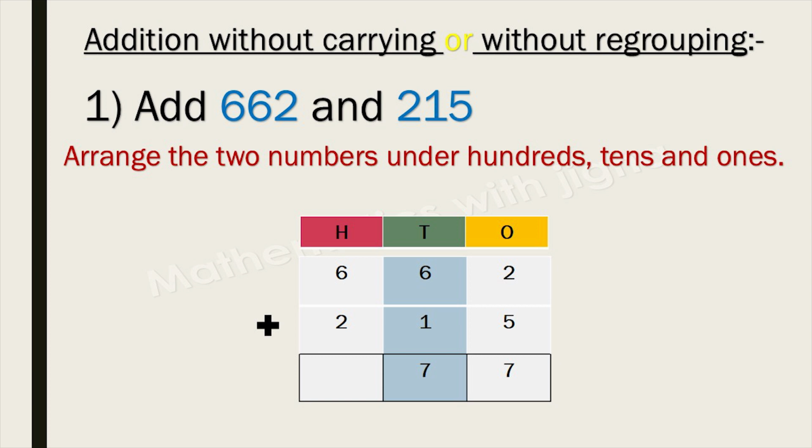And finally add the hundreds column digits 6 and 2 is equal to 8, which we write in the hundreds column. Hence we get the number 877. We say that the sum of 662 and 215 is 877. So students, this is how you can add the 3-digit numbers without carrying or without regrouping.